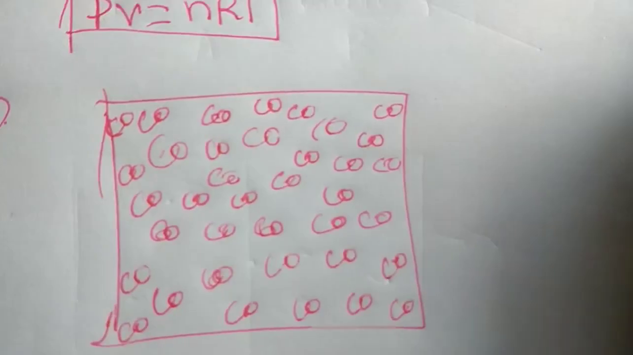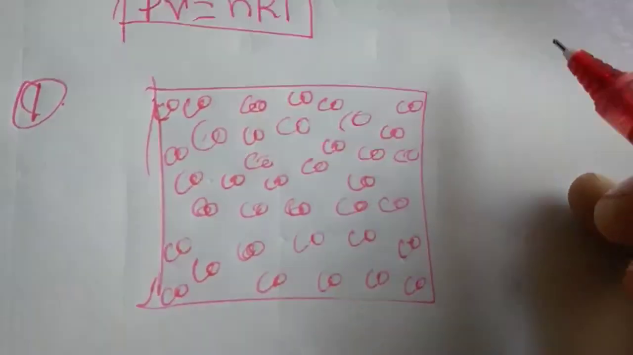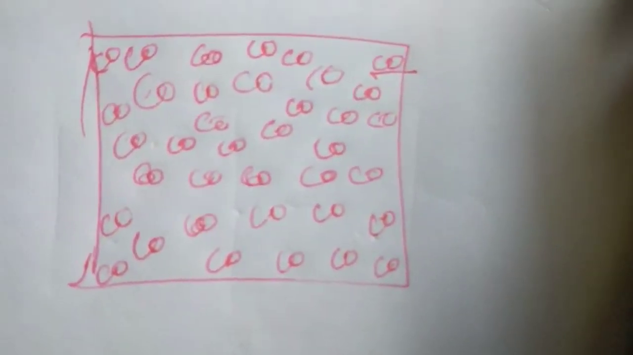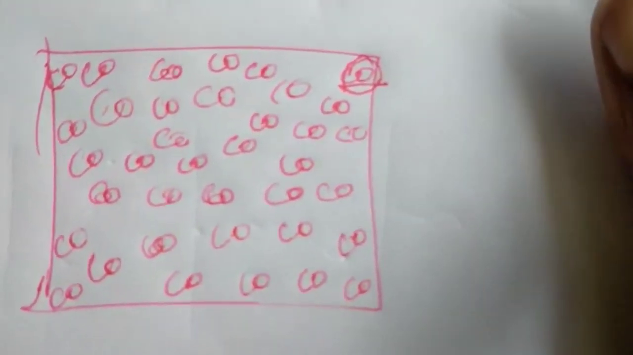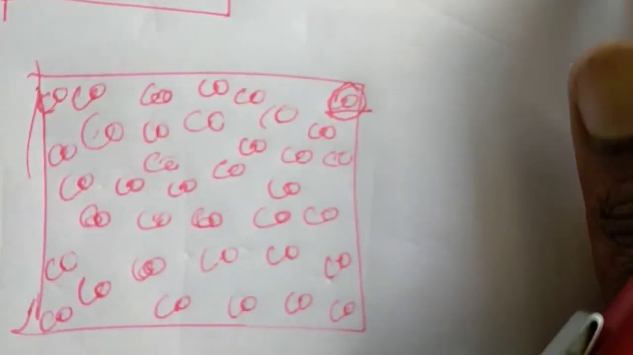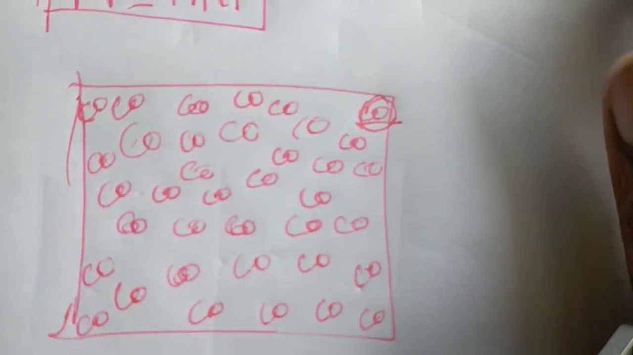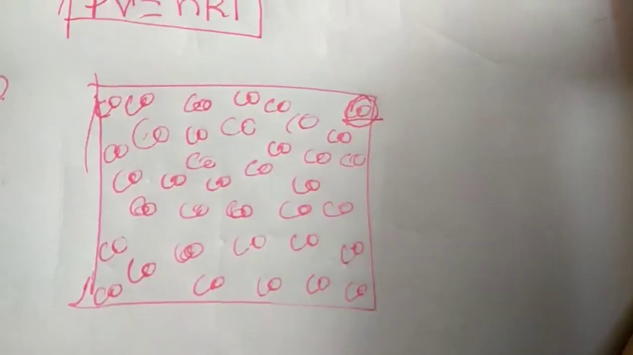Okay, this box is filled with carbon monoxide gas. Now take only one molecule from this gas. Now the volume of this carbon monoxide molecule, which is occupied in this whole volume of the box. From this whole volume of the box, the volume occupied by only one molecule of carbon monoxide is negligible. That means it is a small place. So this is the first condition.